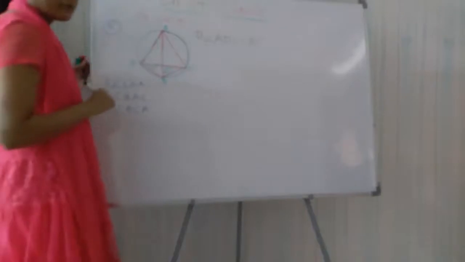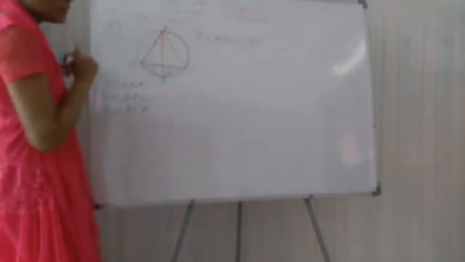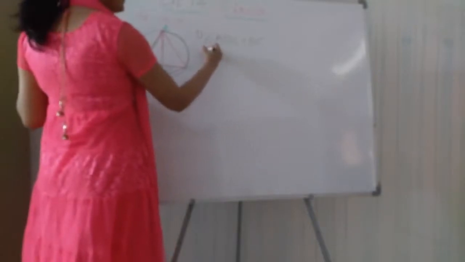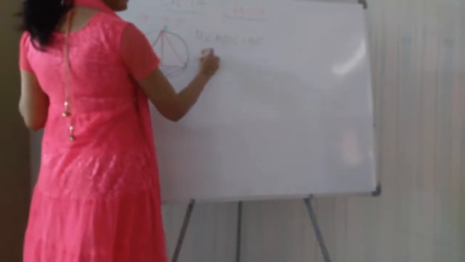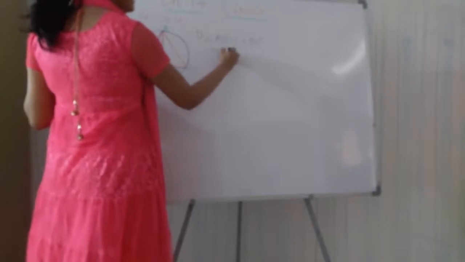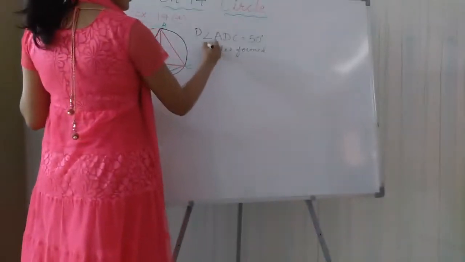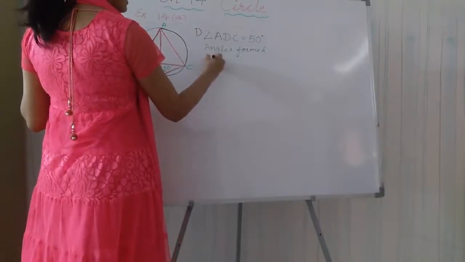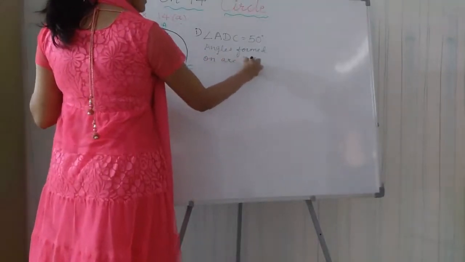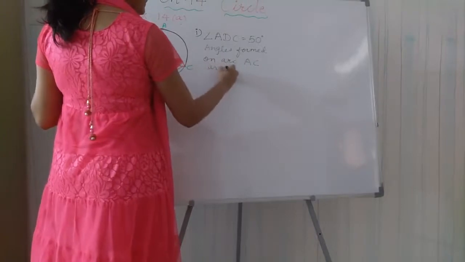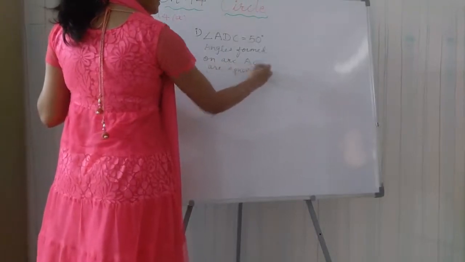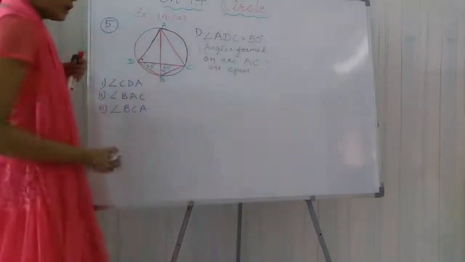And the reason we have to write. It is compulsory to write the reason in each and every question. So now what is it? That angles formed on arc AC are equal. So this way you can write the reason accordingly.